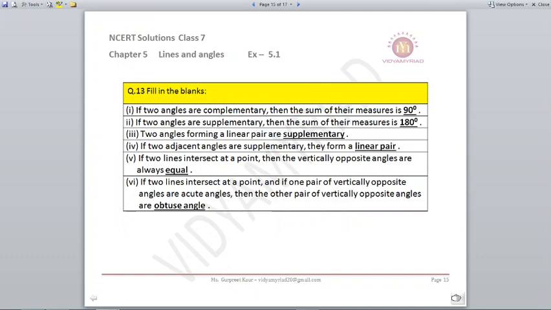Now if two adjacent angles are supplementary, they form a linear pair. That is a straight line. If two lines intersect at a point, then the vertically opposite angles are always equal. If two lines intersect at a point, and if one pair of vertically opposite angles are acute angles, then the other pair of vertically opposite angles will be obtuse. If one is acute, the other will definitely be obtuse.